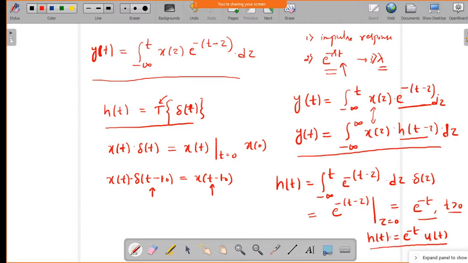So now if you put back this h of t in this equation, you will come to know, just if you replace t by t minus tau, what will you get? E power minus t, replacing t by t minus tau, you will get back the same e power minus of t minus tau. So that is what we use in this equation, that is the input output relation.